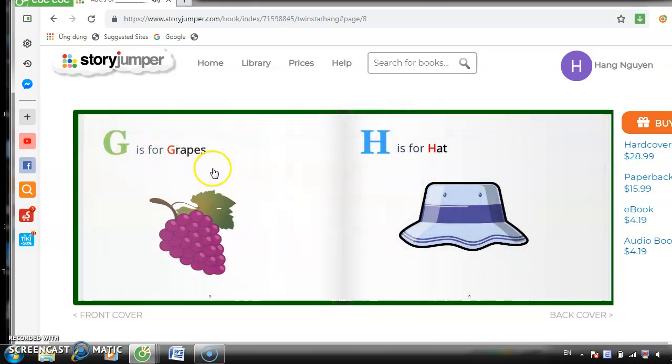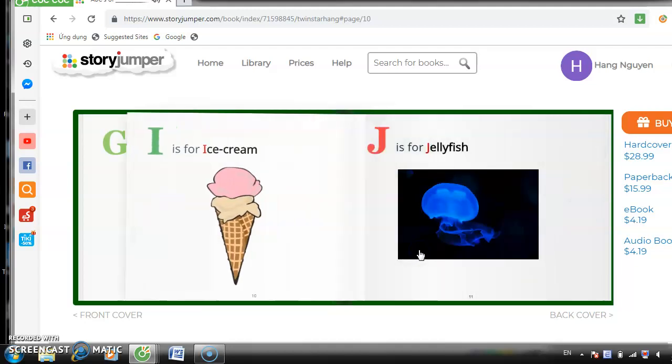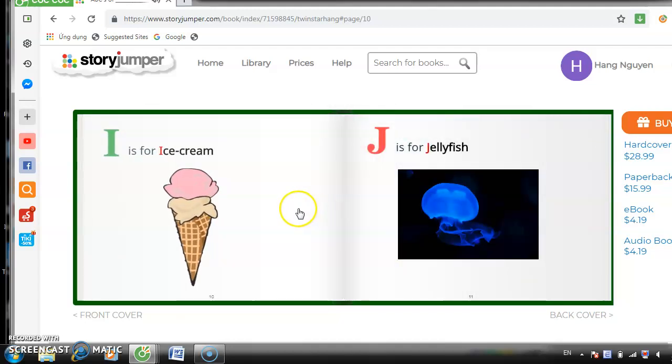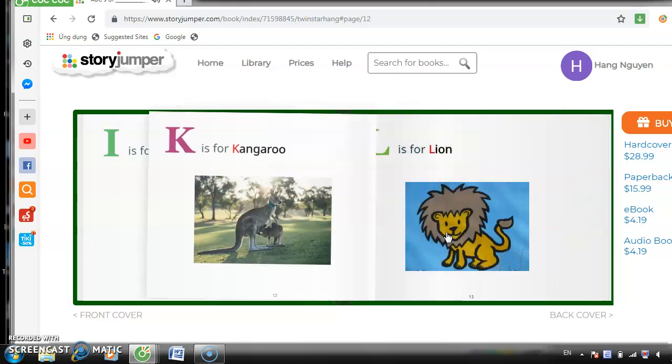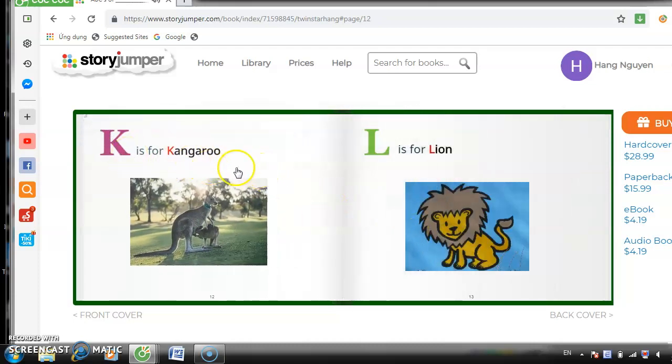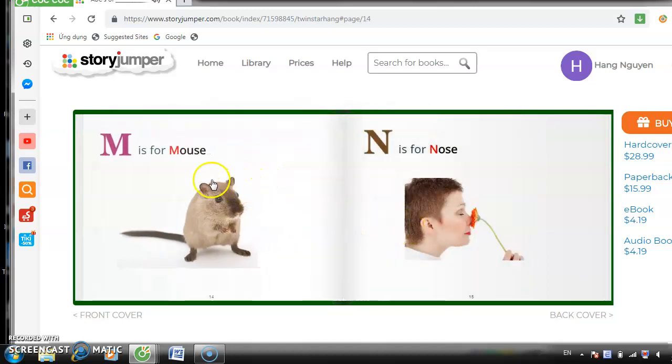G is for grapes. H is for hat. I is for ice cream. J is for jellyfish. K is for kangaroo. L is for lion. M is for mouse. N is for nose.